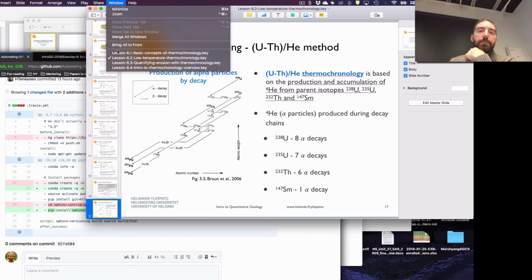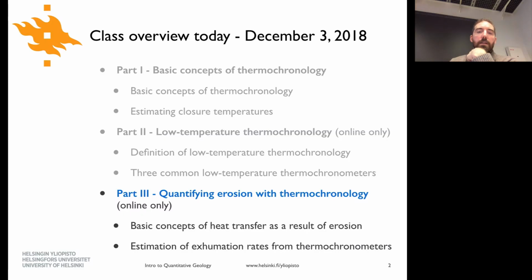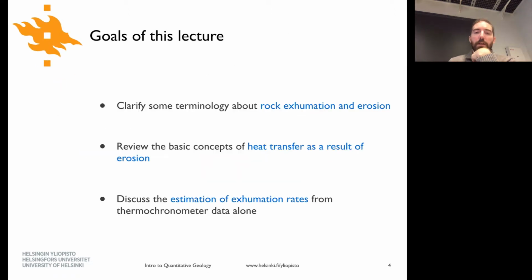course page. And in addition, there are these slides about quantifying erosion with thermochronology. Essentially what I tried to go through a little bit here is some terminology about rock exhumation and erosion in a bit more detail, and then some ideas about heat transfer related to erosion. So it's actually quite useful with respect to this week's exercise to at least look through these slides.